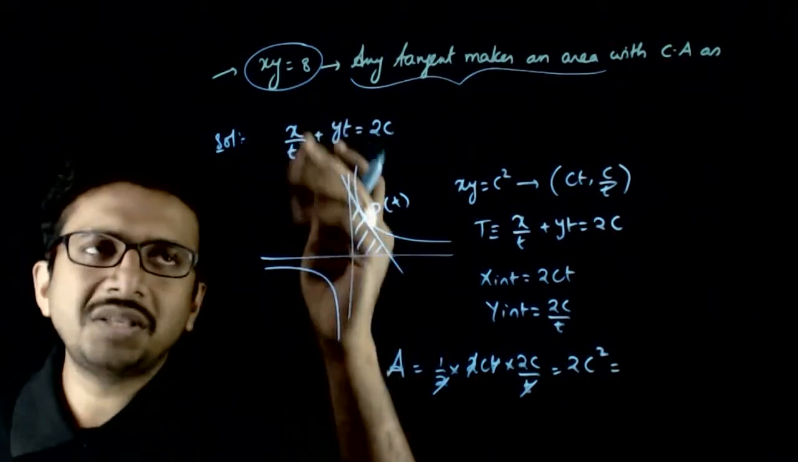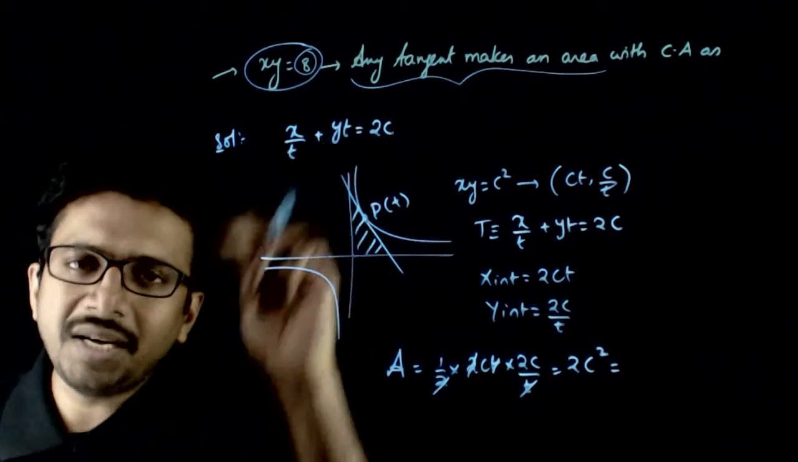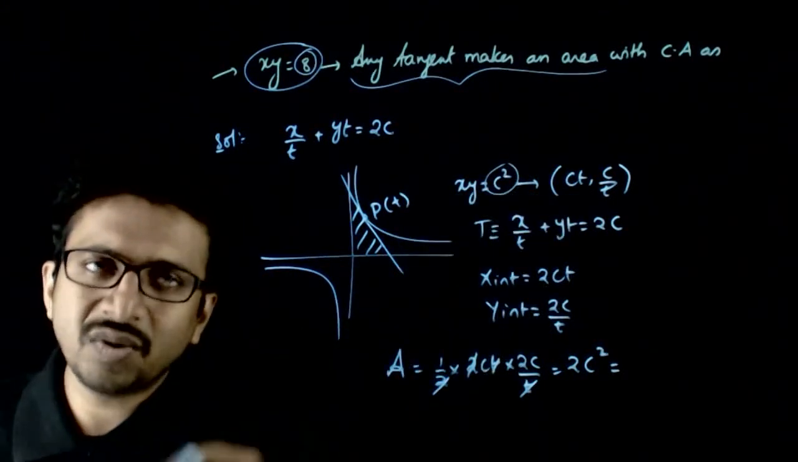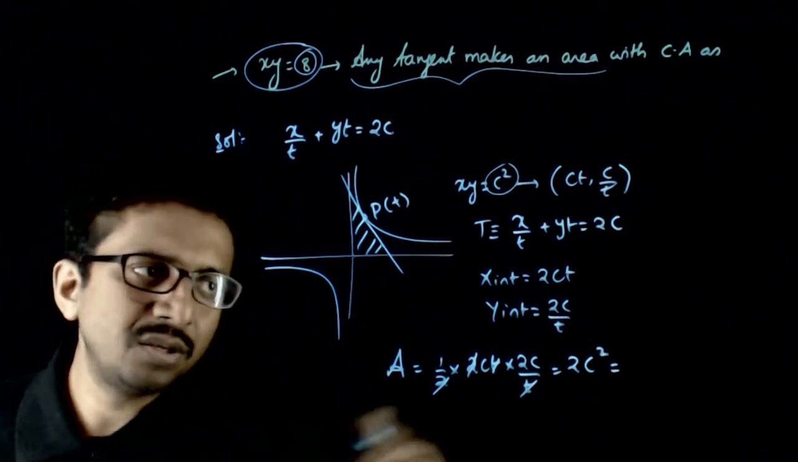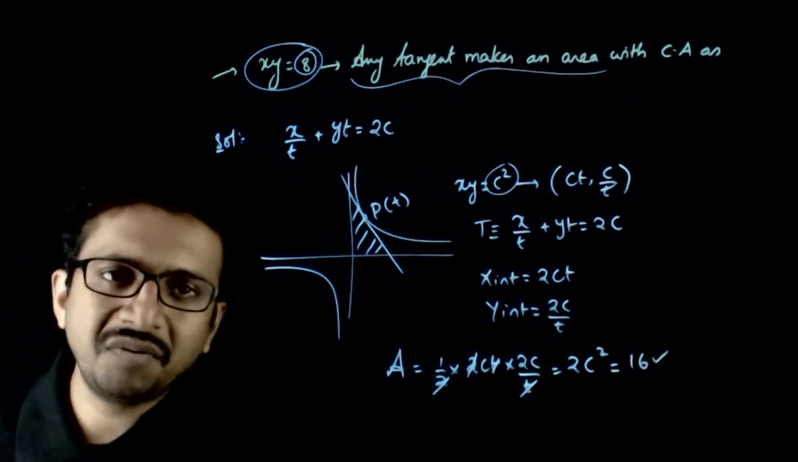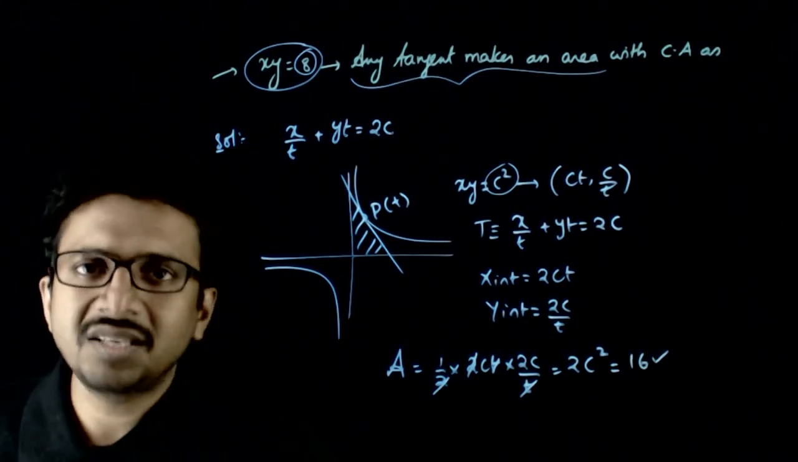According to this question, my c square is equal to 8, because xy is equal to whatever number is there, that is c square. So c square is equal to 8. So 2c square is equal to 16 units. So the area of the triangle will be 16 square units.